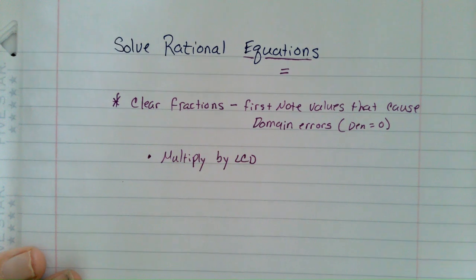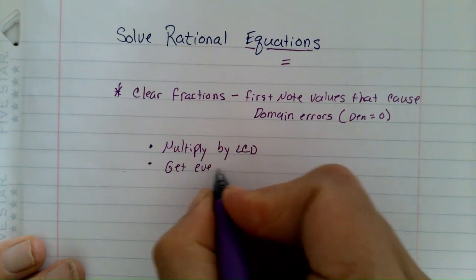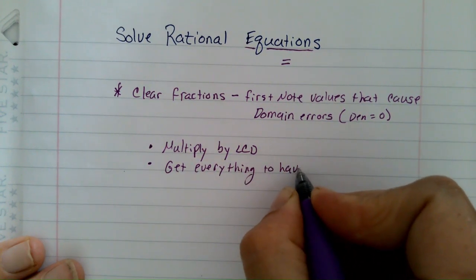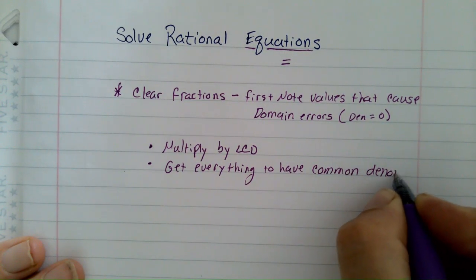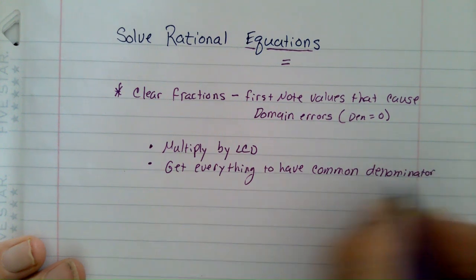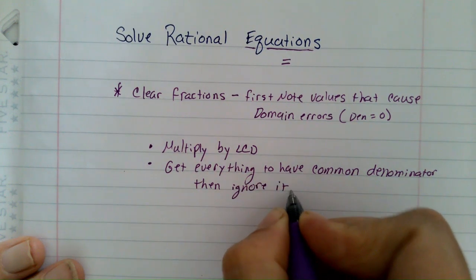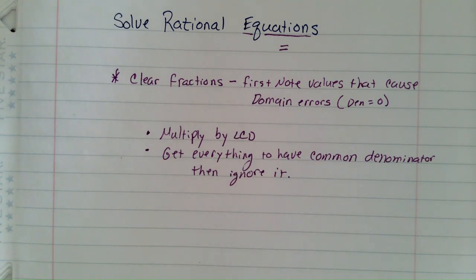Some people like to get everything to have a common denominator and then ignore the denominator. Technically, this does the exact same thing as multiplying by the least common denominator. You'll get to the same step. That's actually how you can ignore it: when you multiply by it, it cancels it out. So "ignore it" is kind of like a quote thing.